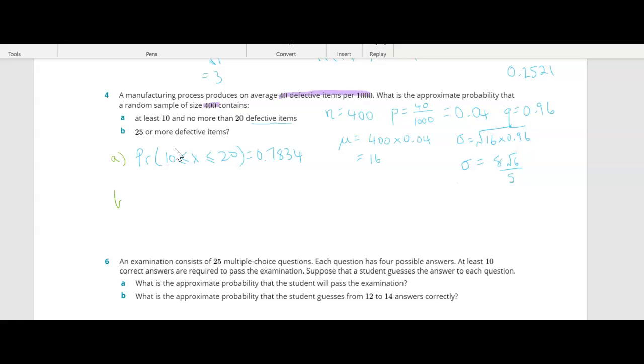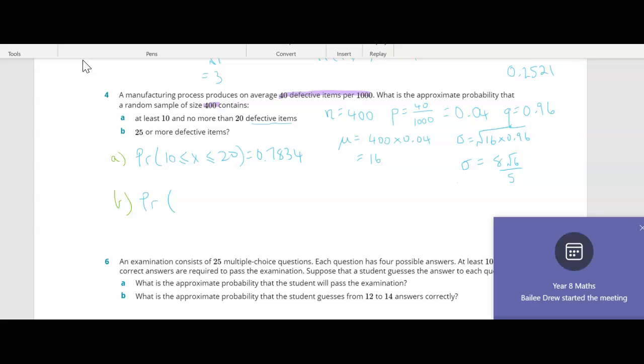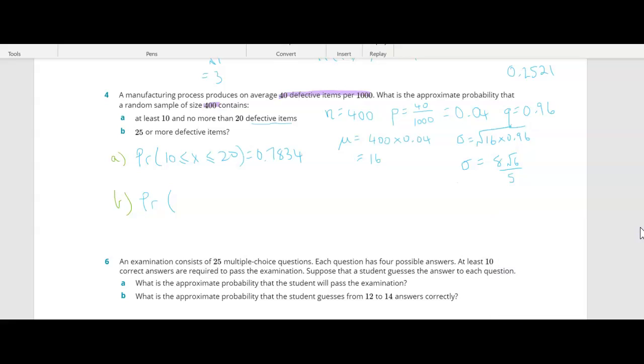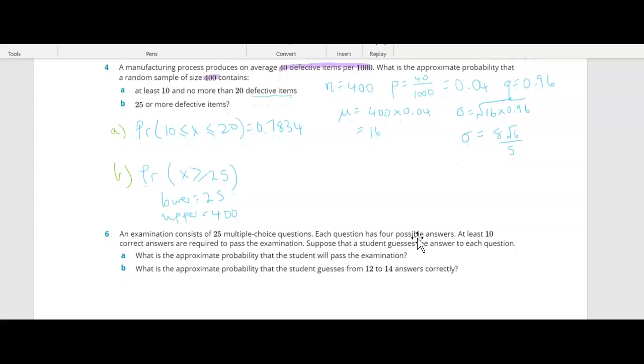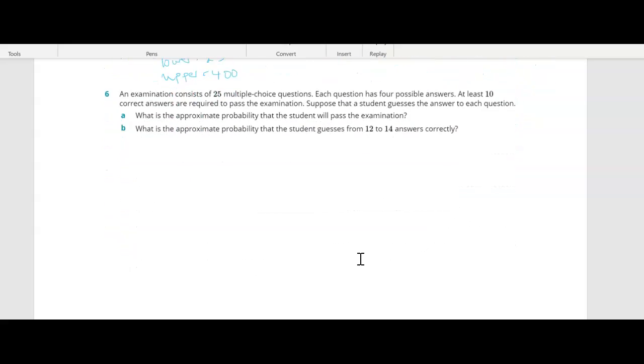All right, I'm running out of time, so I'm just going to do B, just write the notation. We want the probability of 25 or more, so X is greater than or equal to 25. So your lower limit is 25 and your upper limit is 400. You can do that using the binomial, but as I said, I'm showing you how it can be quite similar to the normal distribution because you've got a high number.